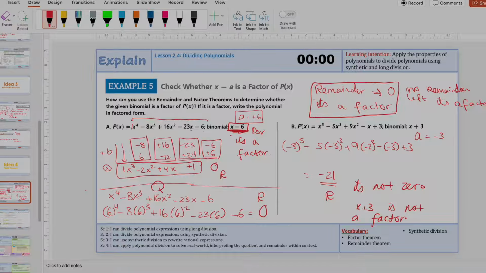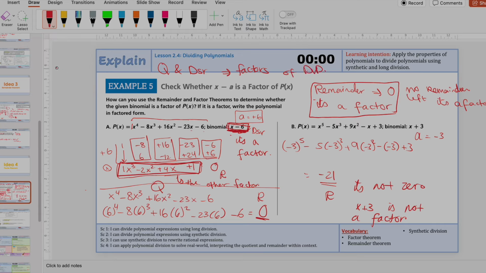Now when I said that this is a factor, which one is the other factor? Always when you have a factor, there must be another factor. The quotient is the other factor. And this is only valid when you have a remainder of 0. So when you have a remainder of 0, the quotient and the divisor are factors of the dividend.